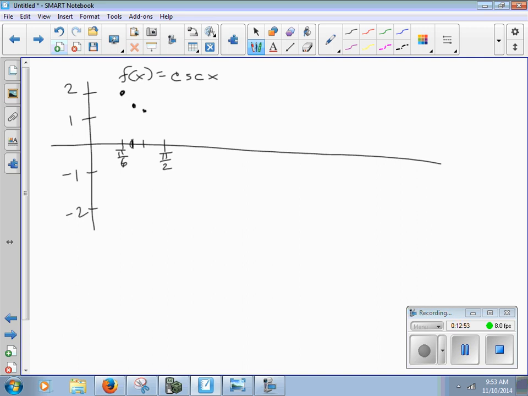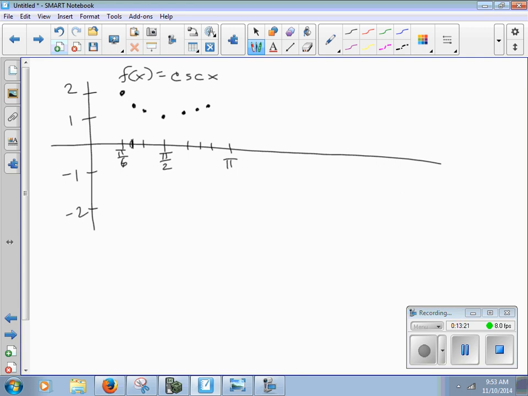What is it at pi over 2? 1. And then, won't the next ones just kind of be symmetrical if you look at them? And then what happens at pi? It's undefined. How do I represent that?